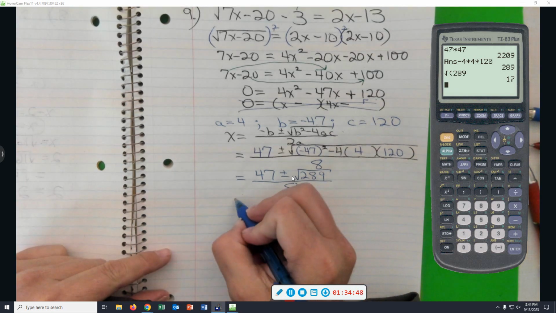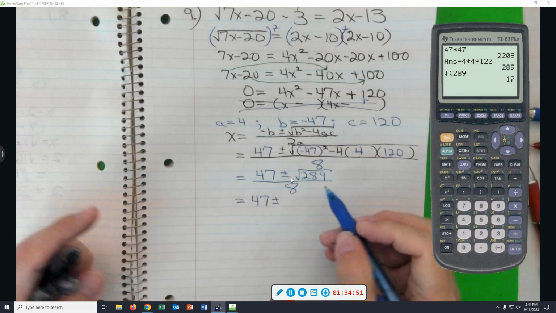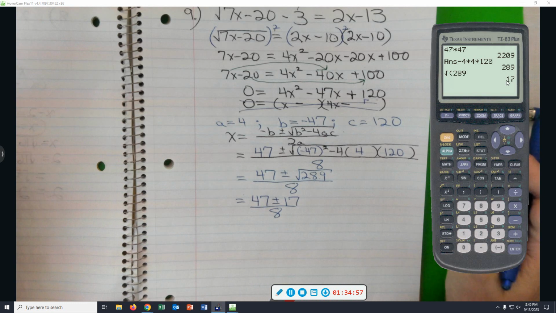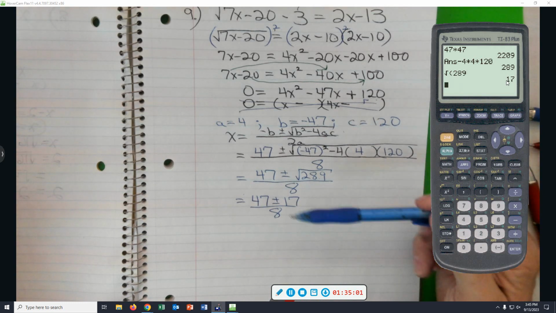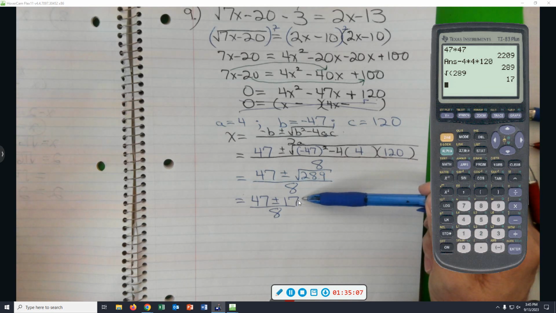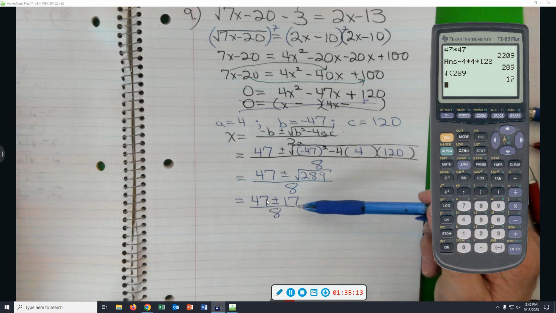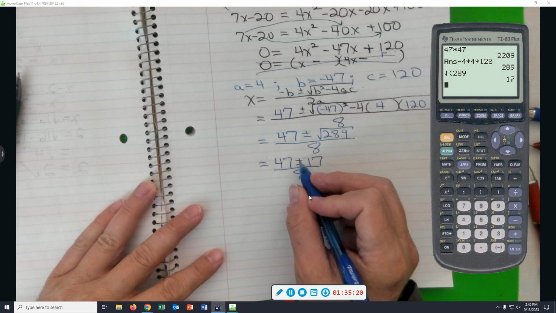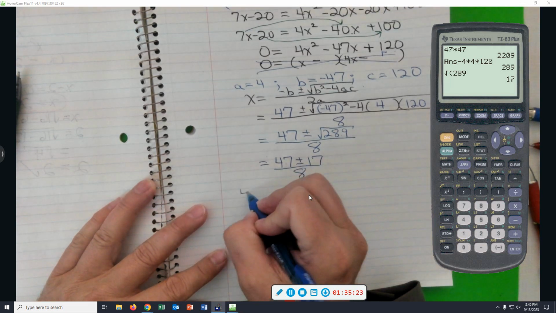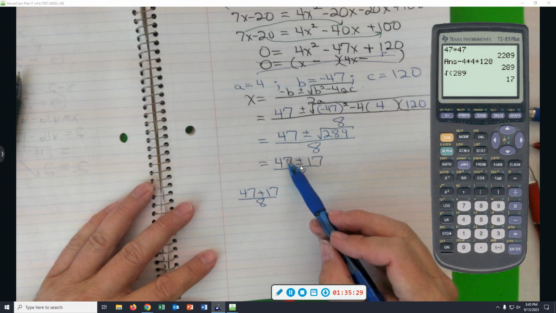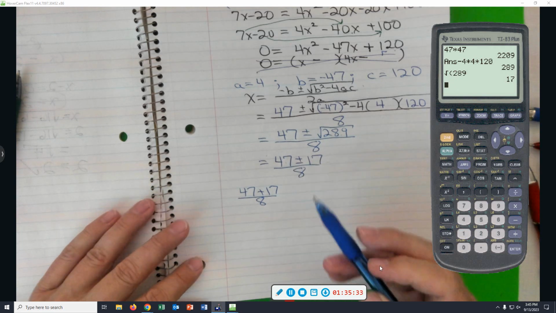So we have 47 plus or minus the square root of 289, which is 17, all over 8. And don't stop there. Last time, whenever we used the quadratic formula, we had a radical remaining in our answer. Here, we can reduce until we get two rational numbers, maybe integers or fractions, but we're not going to have a plus or minus as part of our answer. Let's break it into pieces. 47 plus 17 all over 8. The other possibility is 47 minus 17 over 8.